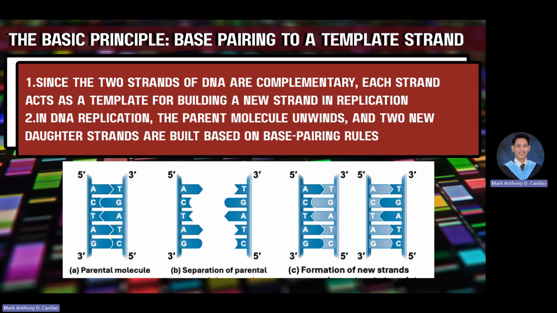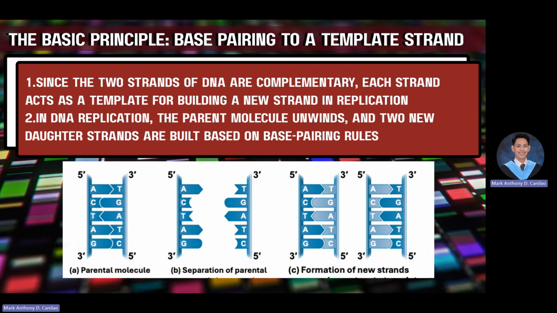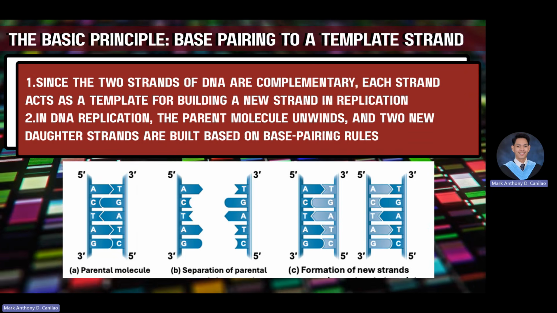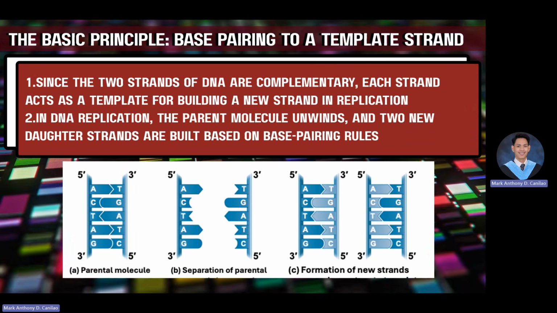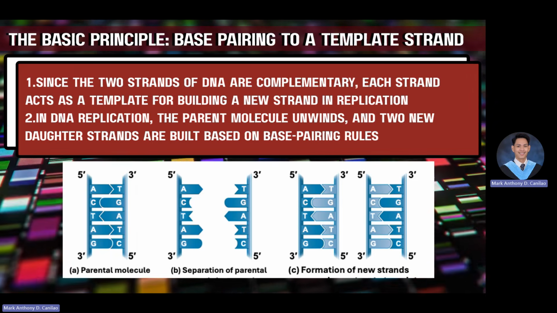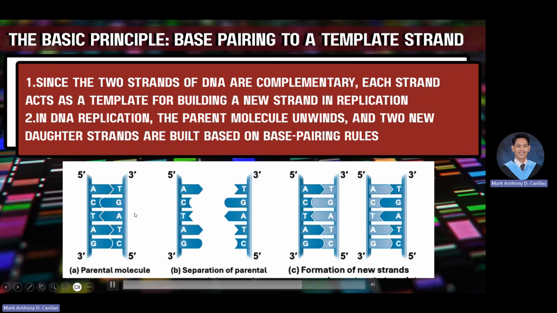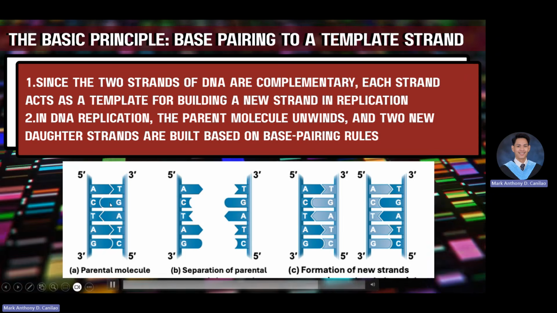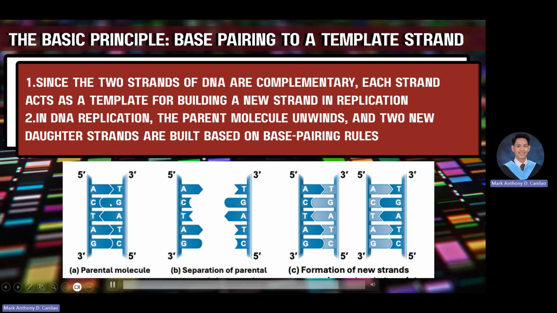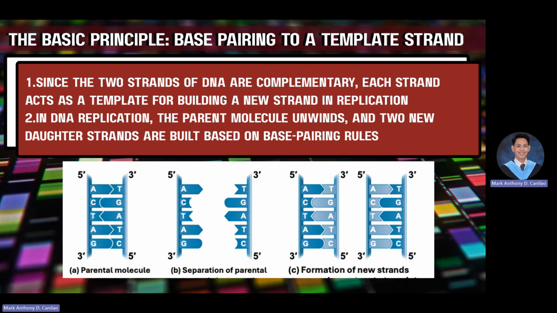So by principle, we have to realize that the basic principle is based on the pairing of a template strand. In Gen Bio 1, I have taught you that the base pairing for DNA is adenine paired with thymine and cytosine paired with guanine. So this is the story in DNA. But in RNA, a different story happens. Why? Because adenine is paired with uracil.